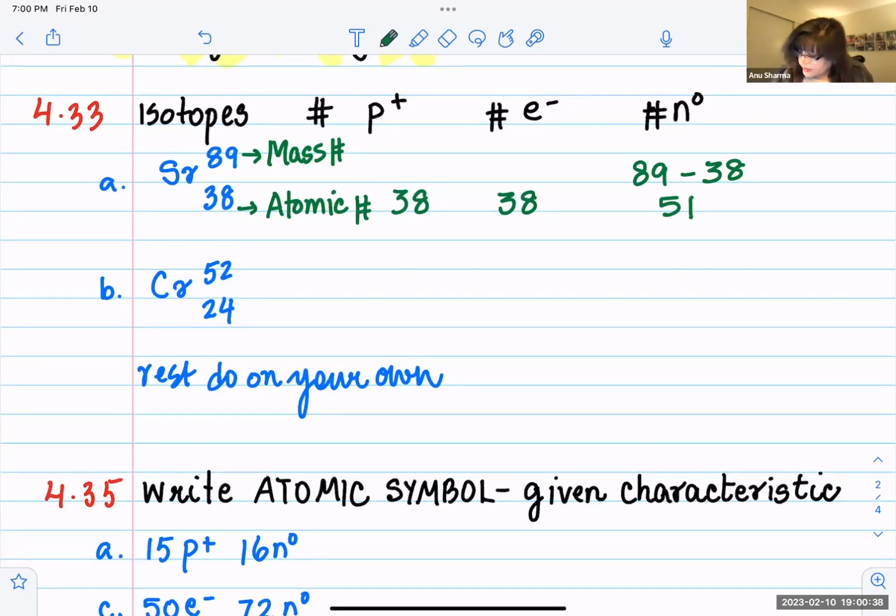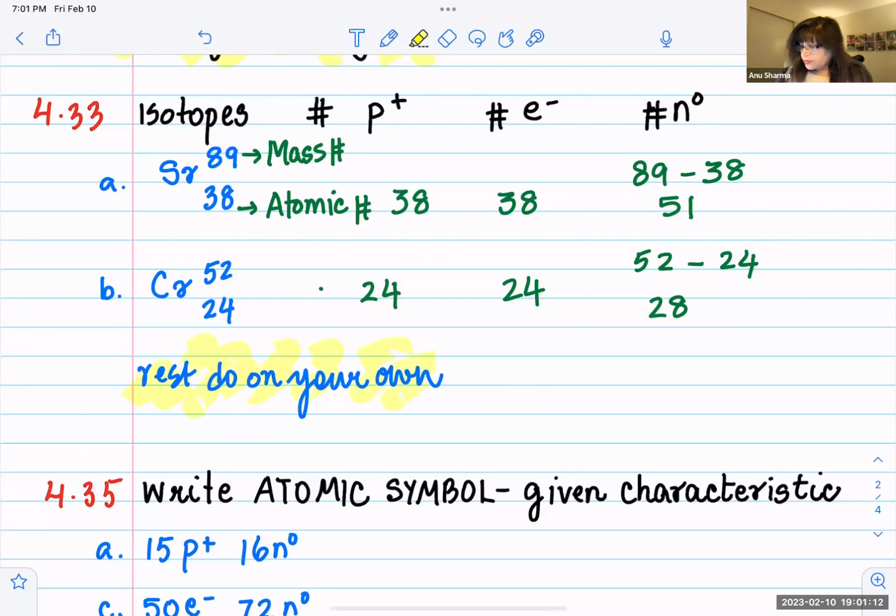Next here, same thing, the number of protons for chromium is 24. The number of electrons is 24, so the protons and the electrons are the same. But the number of neutrons is 52 minus 24, which is 28. So the number of neutrons is 28. Now the rest of the problems you should be doing on your own.